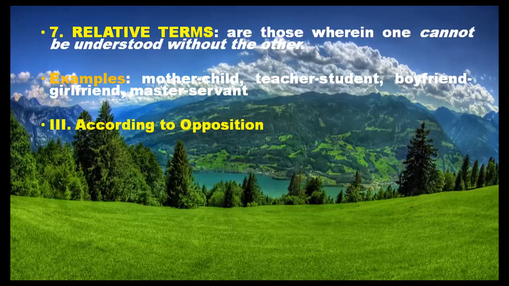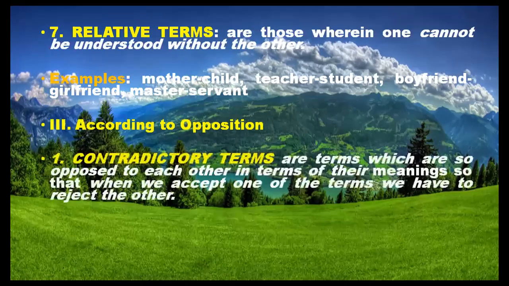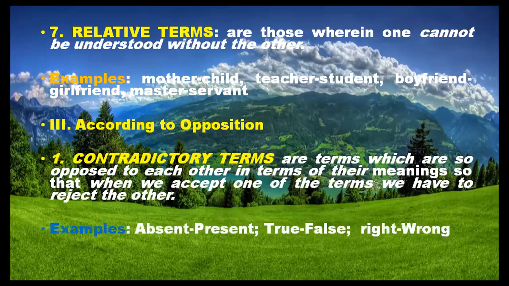The third category here, according to opposition: opposed, adversary. Contradictory terms are terms which are so opposed, no, nagkabanggaan sila, to each other in terms of their meaning, so that when we accept one of the terms, we have to reject the other. No? Kasi positive dito, negative dito, ano yung ina-affirm dito, dinideny dito eh. Yeah. So, contradictory term.